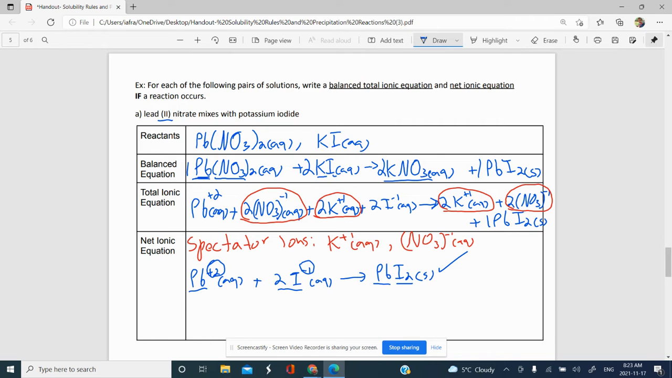The other ions, as I mentioned, are still present, but they're spectators. They're still swimming around in water in much the same way they were before. They didn't commit to anything new and form a precipitate like the lead and the iodide did when they came together to make lead iodide solid, which is our precipitate that formed.